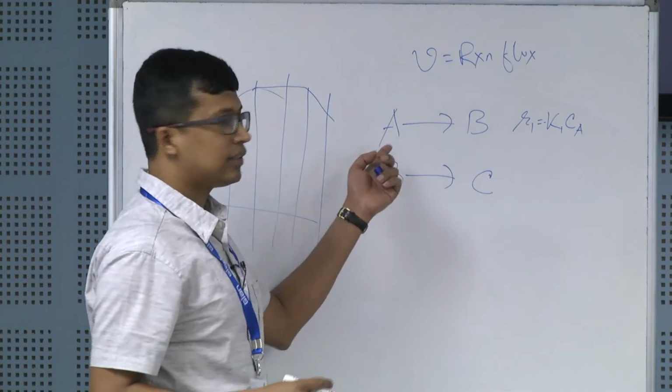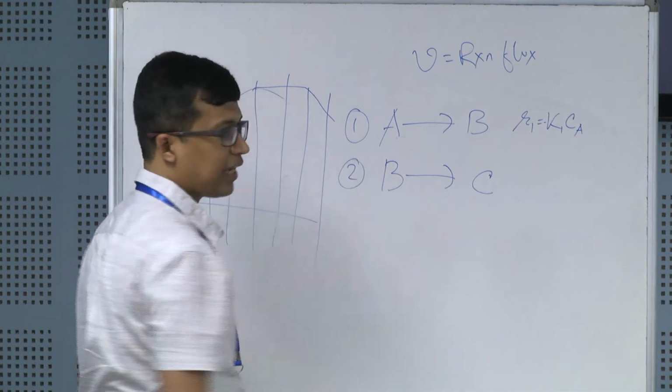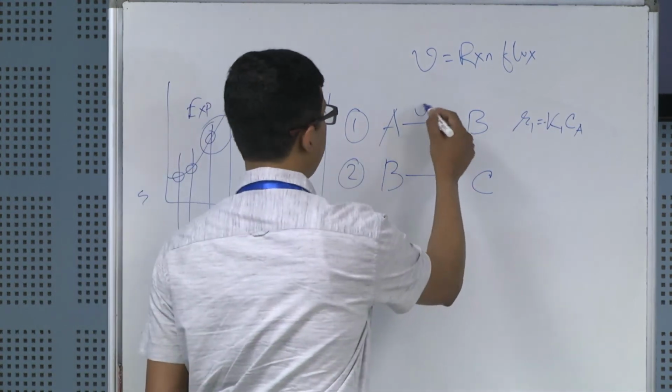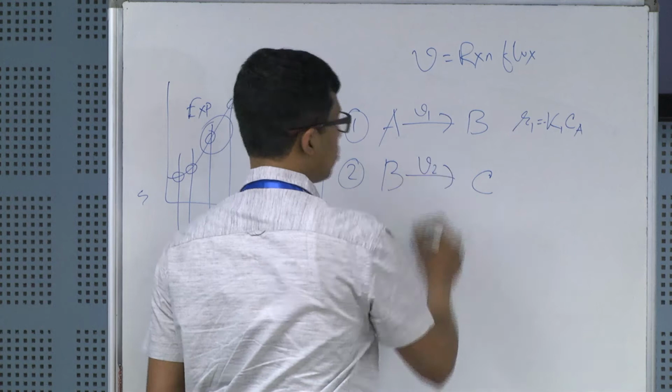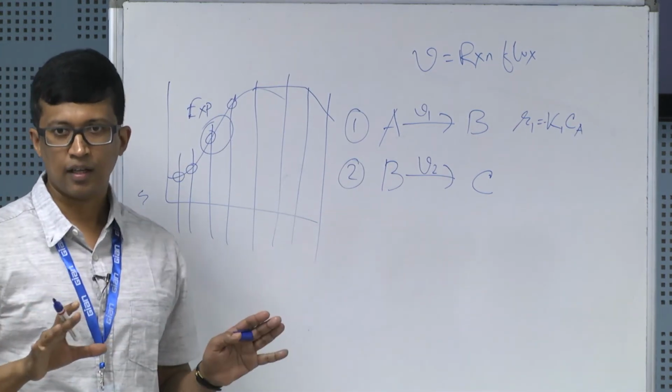So, let us call this reaction as reaction 1, call this reaction as reaction 2, let us call this flux V1 and this one as V2, right. For the time being, let us assume that is what it is.